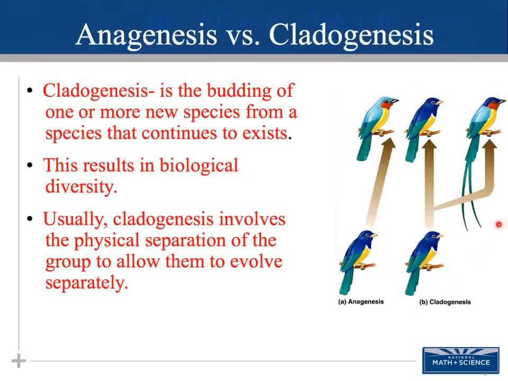With cladogenesis especially, it normally involves some kind of physical separation, and that could be a mountain, a lake, an ocean. Something is physically preventing them from being in very close contact with each other, and that allows them to evolve separate to each other. So they become 2 different species.